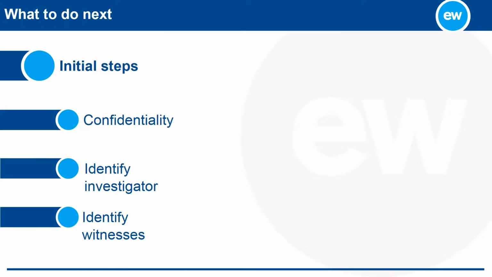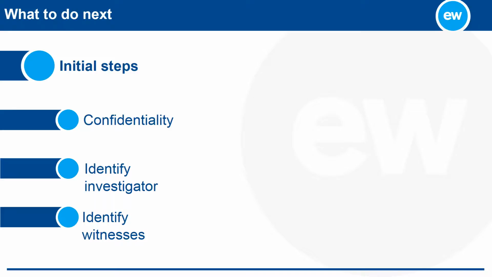Assuming you have authority to investigate from LADO, what are the initial steps involved in your investigation? Confidentiality. Keep the allegations on a need-to-know basis and ensure that those who do know maintain the confidentiality of not only the allegations but also of the fact of the investigation.